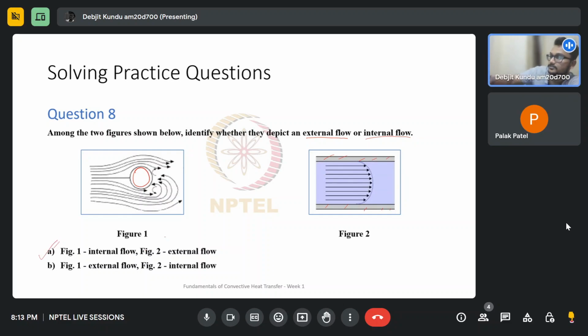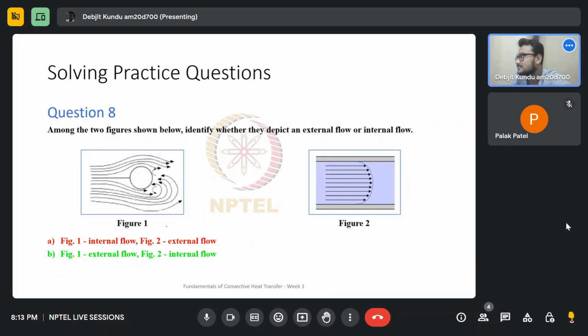Let's look at the solution. The solution is actually opposite. So figure 1 is showing an external flow because there is a sphere here and flow is happening over it, with no confinement. The definition of an external flow is that it's the flow outside the body that can go till infinity. It means the flow here can keep going to infinity, nobody can stop me.